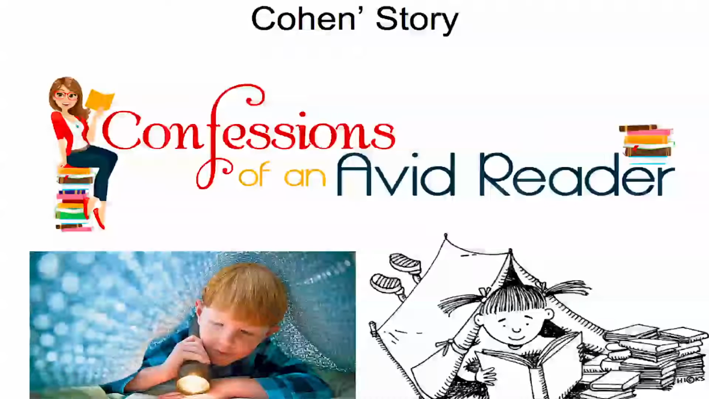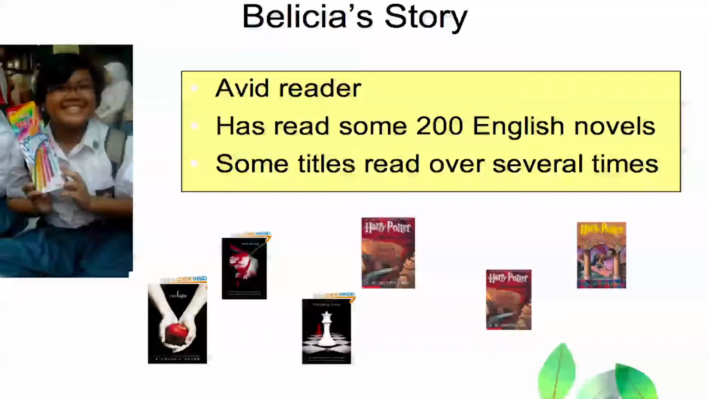Let me take you now to Indonesia. Here is another story. Felicia is about 19, 20 years old. I know her very well. She would come and visit me from time to time in Singapore, although she lives in Indonesia. She's an avid reader and she has read some 200 English novels during her junior high school years. And what is interesting is this. She would read the same book again and again. Apparently that is doing a lot of good to her in terms of raising her proficiency in the language.